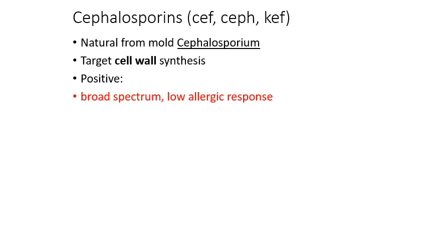All right, cephalosporins. So these are another cell wall inhibitor. They're very broad spectrum. They tend to have less allergies associated with them, fewer allergies than penicillins.